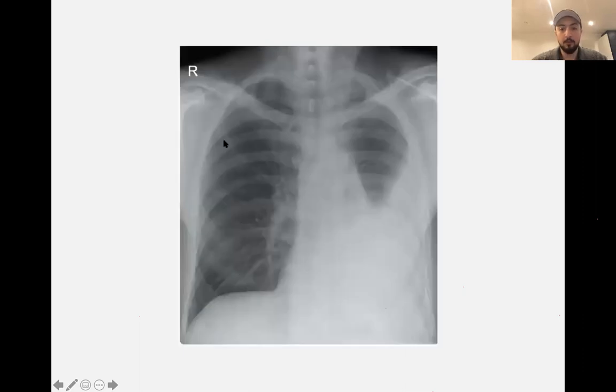What about this one? Does anyone want to have a go? Anyone want to have a go at this X-ray? I'll go through this as well.